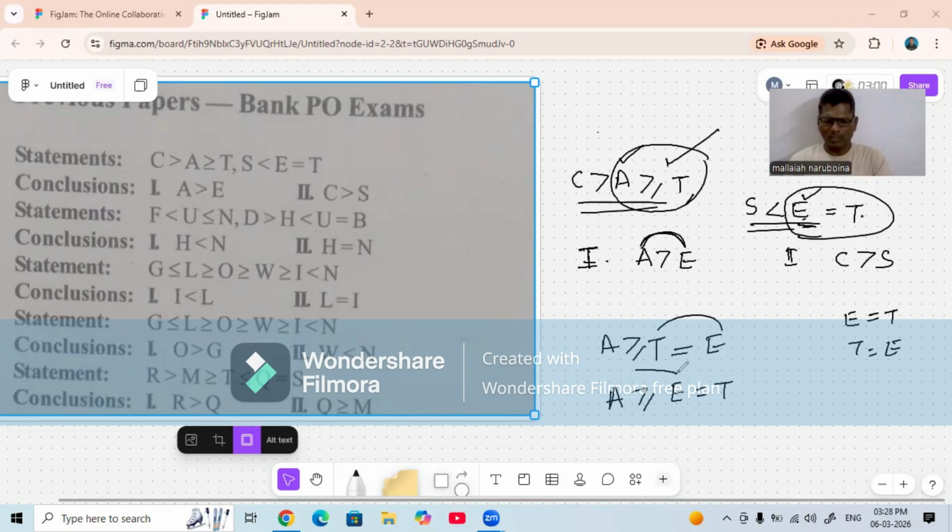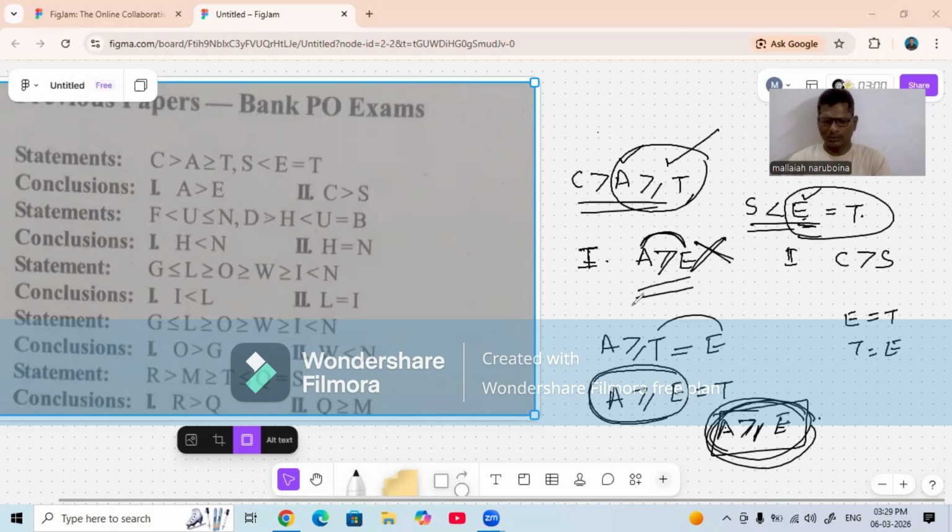From this, I want only A and E. A relation between A and E only. So I got A greater than or equal to E. But here it is given A greater than E. That is wrong. We have to get the greater than or equal symbol between A and E. Here only the greater than symbol is given. That's why it is invalid. We have to get exactly this relation in the conclusion. So conclusion 1 has failed.